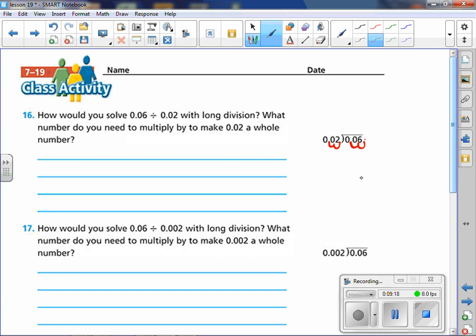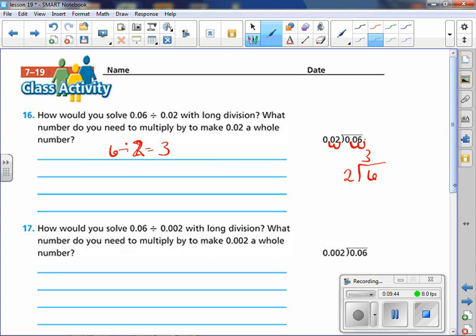Now what I'm essentially doing is taking 2 into 6. I could rewrite that problem like this. 2 goes into 6 3 times, which is 6, and so I get my 0. So if I multiply by 100, then my new problem is 6 divided by 2 equals 3. It's very sloppy writing tonight. 6 divided by 2. Okay?